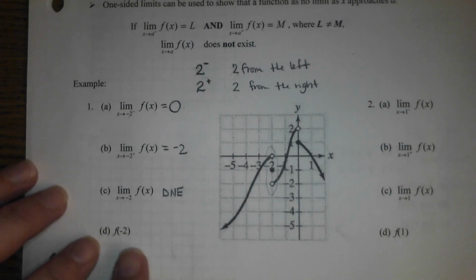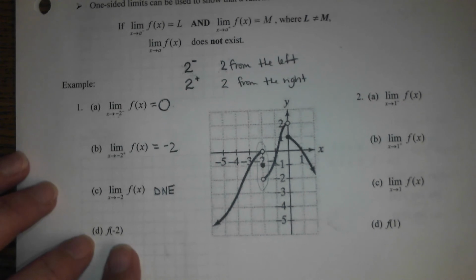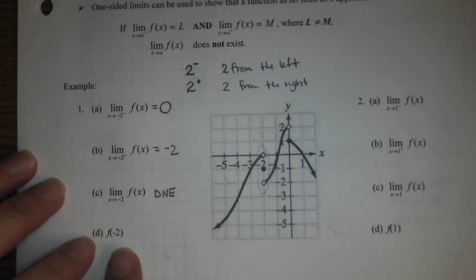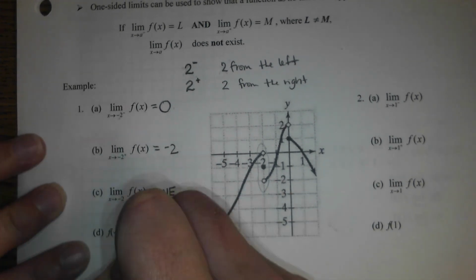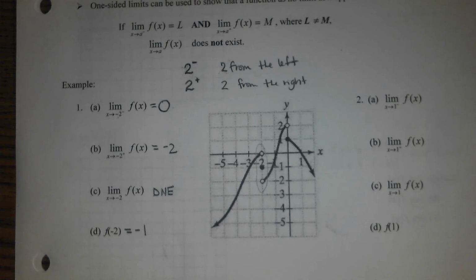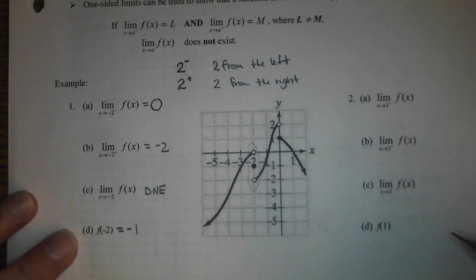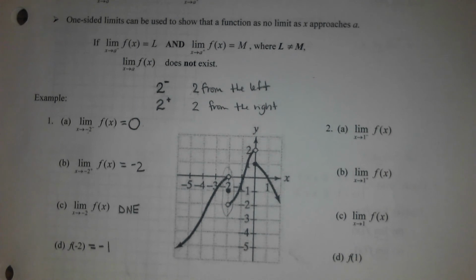And then the function value at -2 is what? -1. That's just where the closed circle is. Okay, go ahead and run through your 4 on number 2.